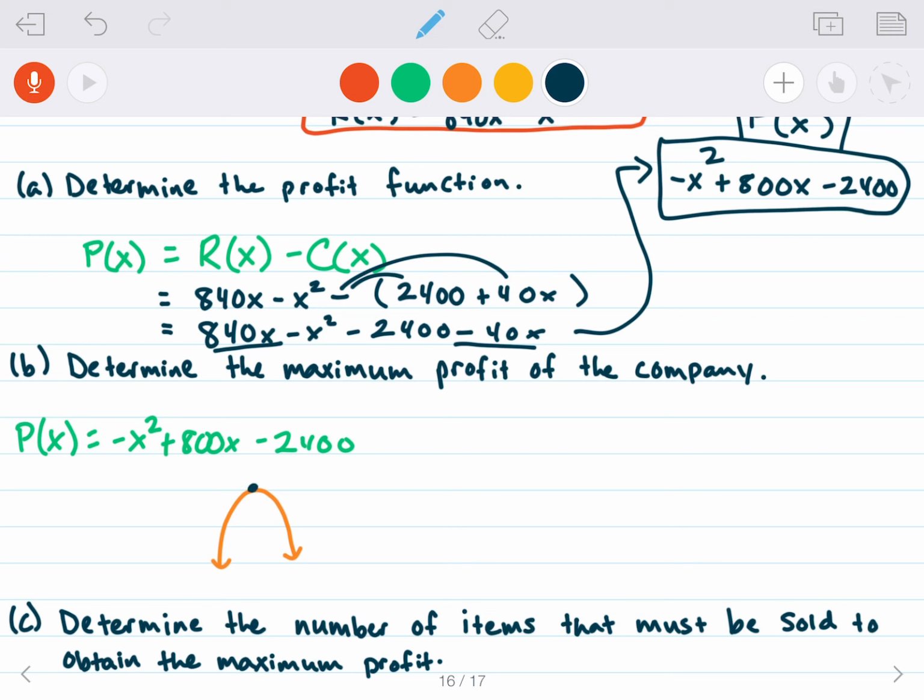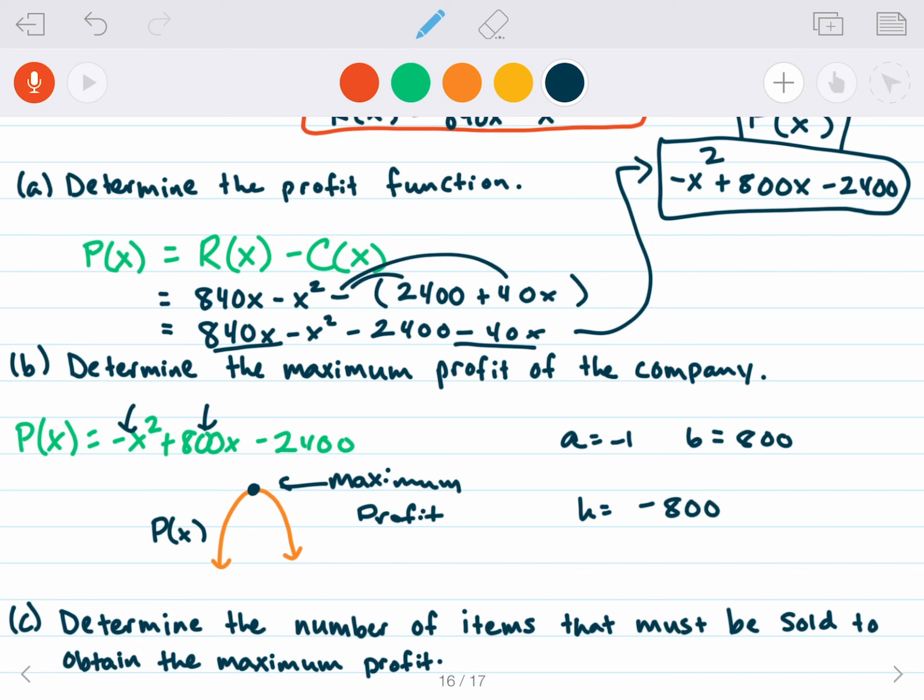Now the maximum profit, so this is P of X, profit in terms of X. The maximum profit is going to happen at the top of this curve. Just like the maximum height occurred at the top of the height curve, the maximum profit is going to occur at the top of the profit curve. So we can use our vertex to figure out what that is. This is in standard form, right? Here we have A is negative 1. B is 800 because that's the number attached to X. So H is going to be negative B over 2 times A, which is going to give us a net result of 400.